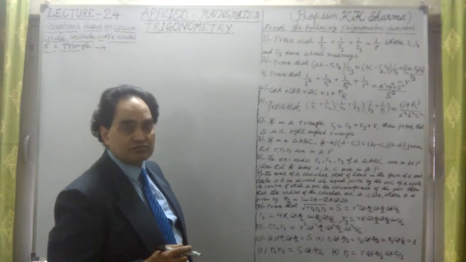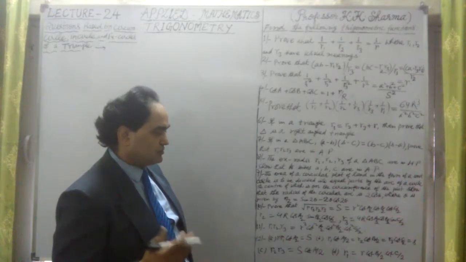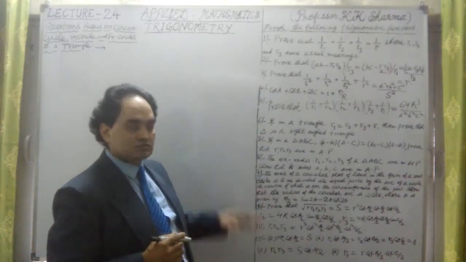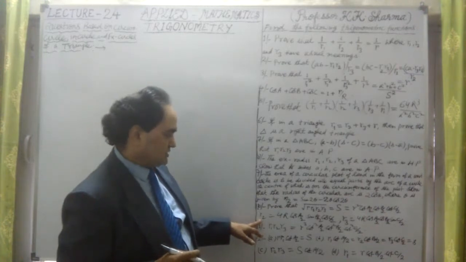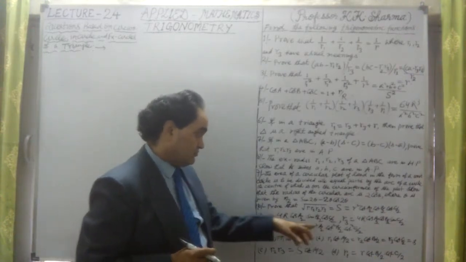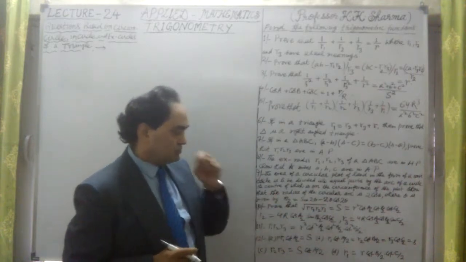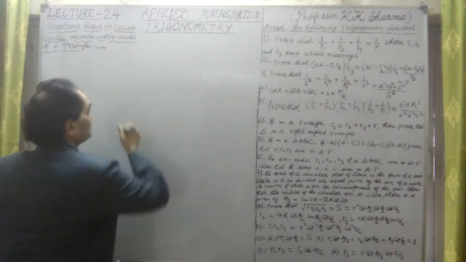to capital S, means area of the triangle, is equal to r square into cot A by 2, cot B by 2, cot C by 2. We have to prove this question. Then there are two other parts: prove that r2 is equal to 4r cos A by 2 sin B by 2 cos C by 2, and r3 is equal to 4r. This is with the help of the formula we have to prove. Okay, so let me take question number 10.